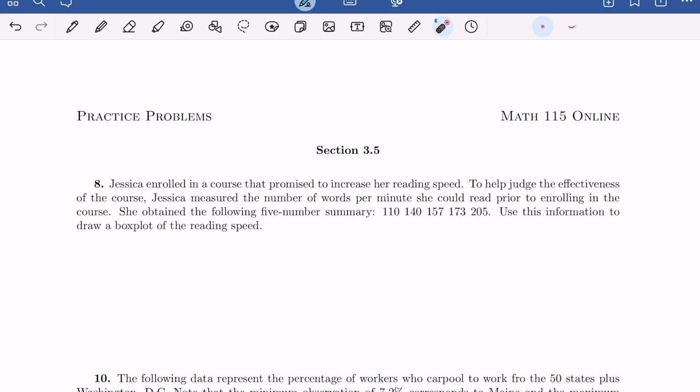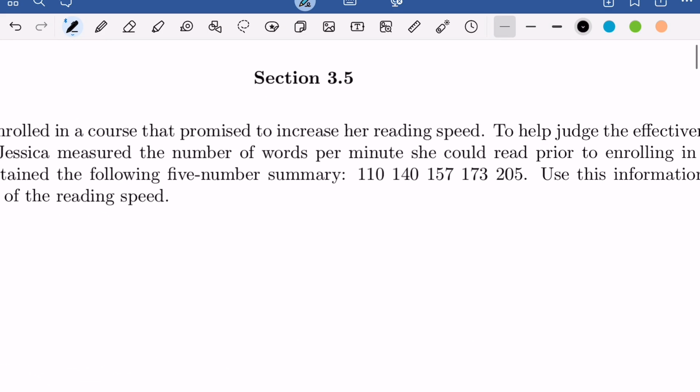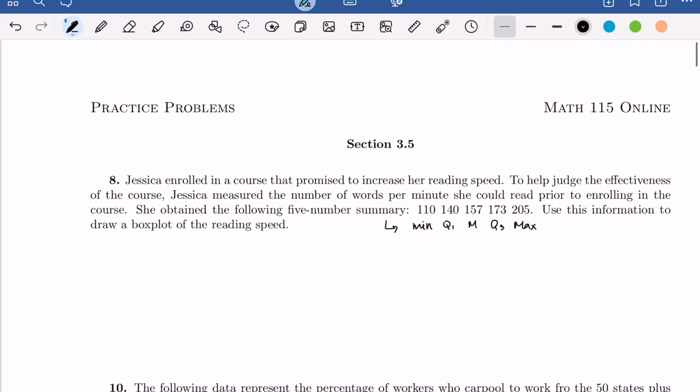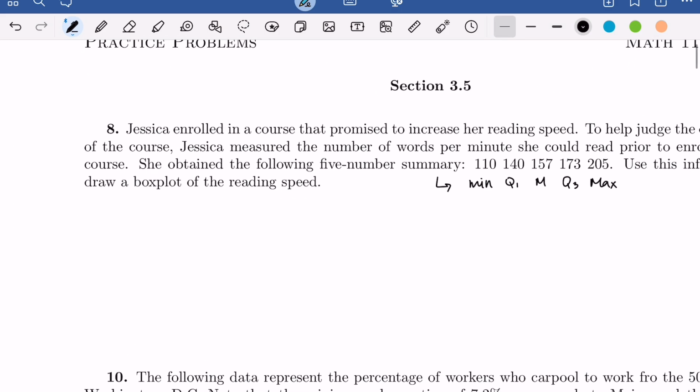So we're going to use this information to draw a box plot of the reading speed. The first thing to note here is that we're told that this is a 5-number summary. So that means that this is going to be our minimum value. This 140 is going to be our Q1 value. This guy is going to be our median value, also known as Q2. We have Q3, and then we have our maximum value. So we're going to use this information to draw a box plot.